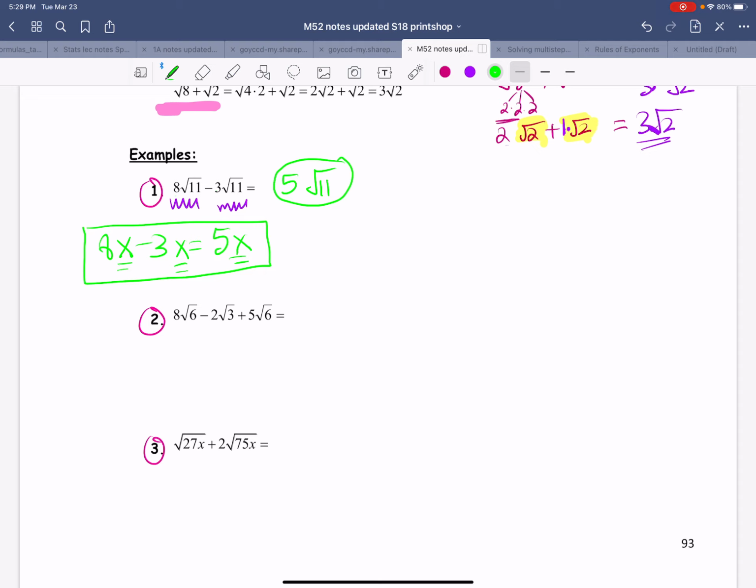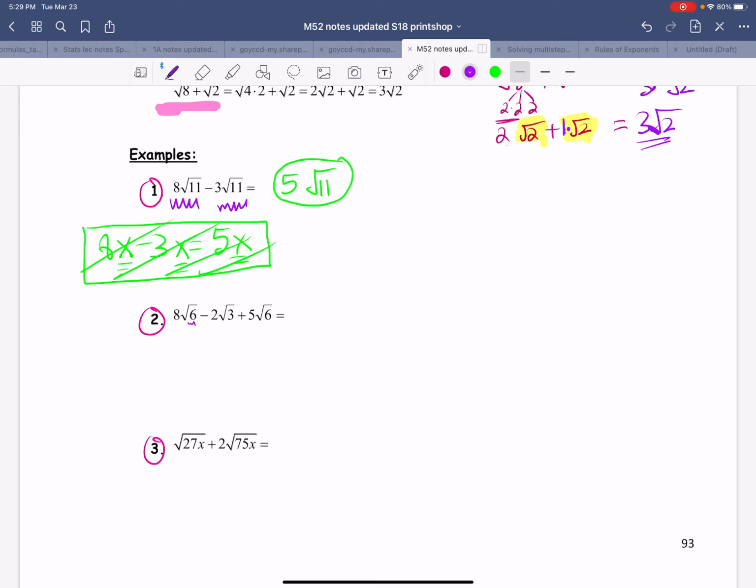You can only add or subtract the coefficients if the radical is exactly the same, in the same way as a variable. Okay, so this has nothing to do with this problem. 8 root 6 minus 2 root 3 plus 5 root 6.